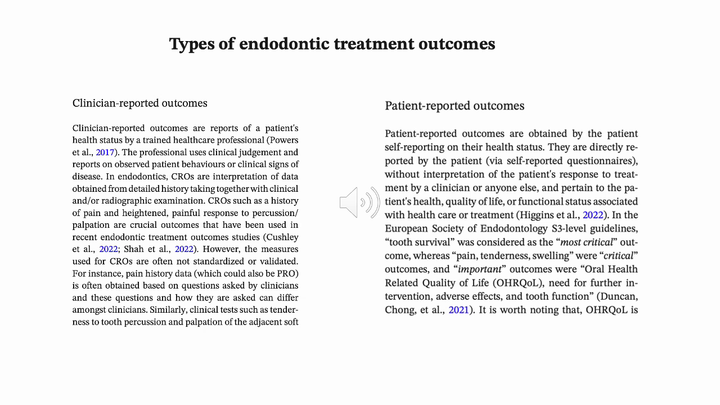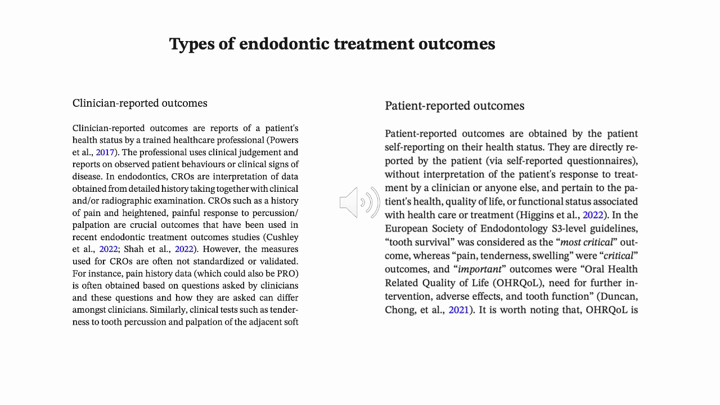For the patient-reported outcomes, they are directly reported by the patient via self-reported questionnaires without interpretation of the patient's response to treatment by a clinician or anyone else, and pertain to the patient's health, quality of life, or functional status associated with health care or treatment.